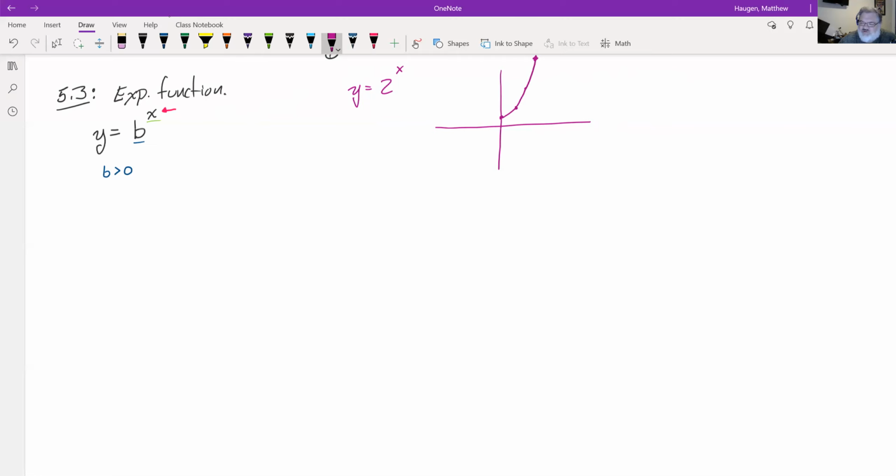At 4, it's 16. At 5, it's 32. Then 64, 128, 256, 512, and 1024. They get very, very big, very, very fast. By the time you get out here to say x is equal to 30, 2 to the 30th is something like, what is it? I think it's 10 billion. It gets very, very big, very, very fast.